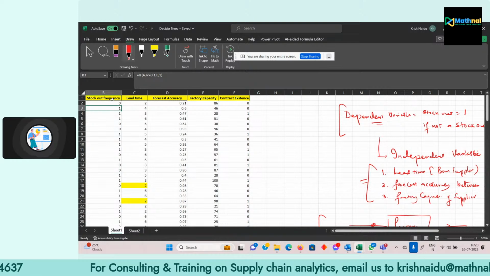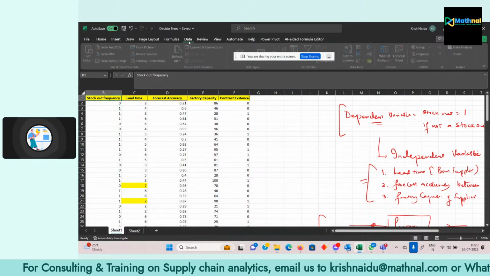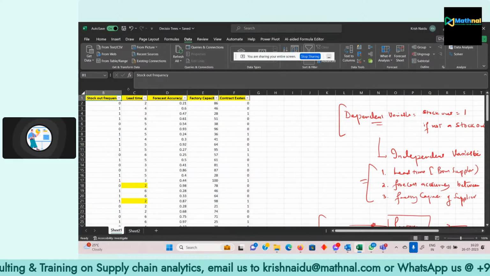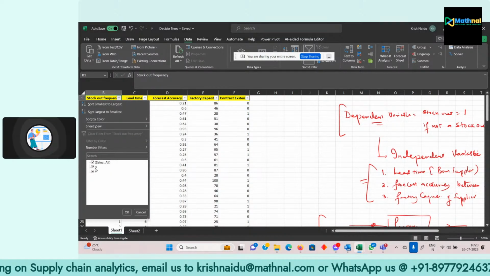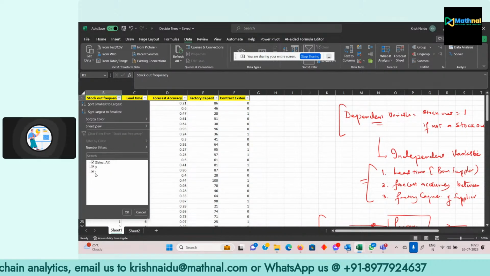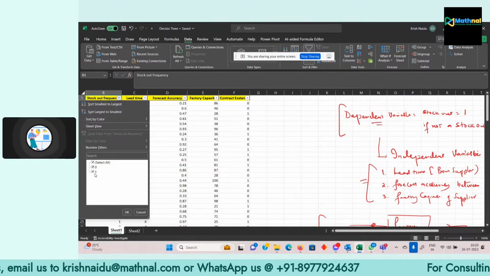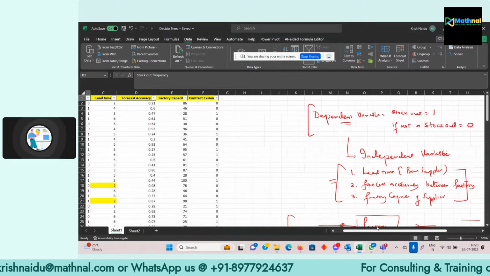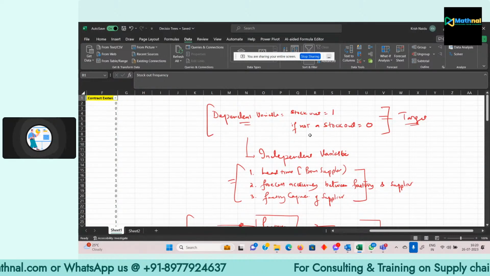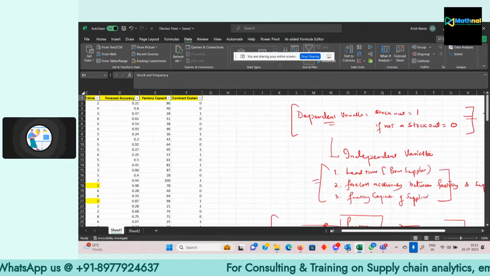So in this particular data, let me give the insight. I'll put the filter here. Wherever you see 0, it means we have no stock out, and wherever we have 1, it means we have a stock out. That's what I mentioned over here: stock out is equal to 1, and if it is not a stock out, then it's 0. That's how we are defining it.